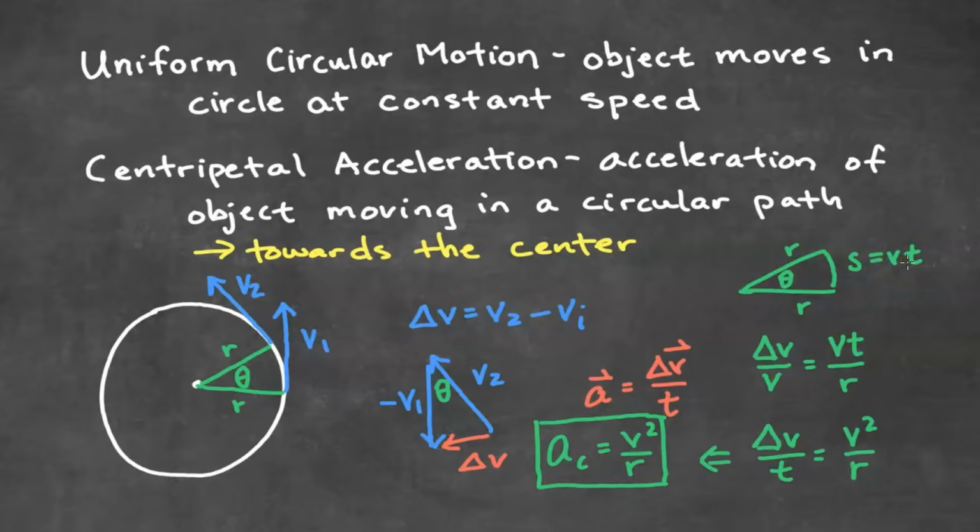And using proportions, we're going to relate this triangle to this triangle. So we're going to say delta v over v, so here are the two sides of this triangle here, is equal to vt, which is this shorter side of the triangle, over r, which is the longer side of the triangle. And then we can move the v's over, moving this v to the right, and then moving the t to the left. I get delta v over t is equal to v squared over r. And then if we substitute a for delta v over t, we get that the centripetal acceleration is equal to v squared over r.